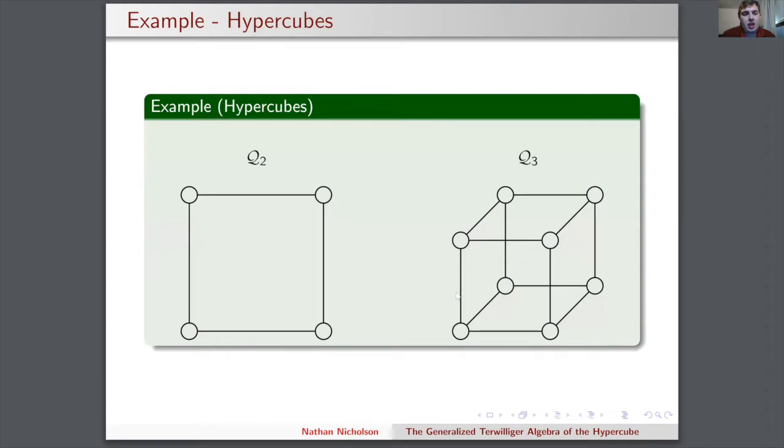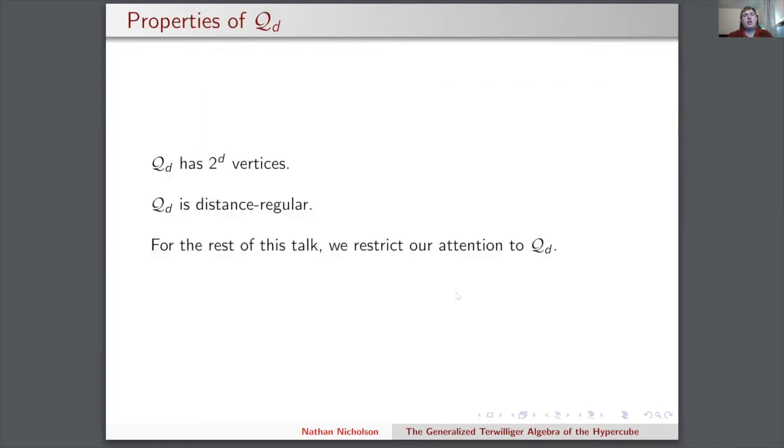Here are some examples. Q2 would just be the square that we've been using, the 4-cycle, and then Q3 would be the 3-dimensional cube. And so we can see that this name hypercube is actually a good name. It looks like what you'd want it to look like. QD has 2 to the D vertices. It's distance regular. And for the rest of our talk, we're going to focus on this family of graphs, QD.